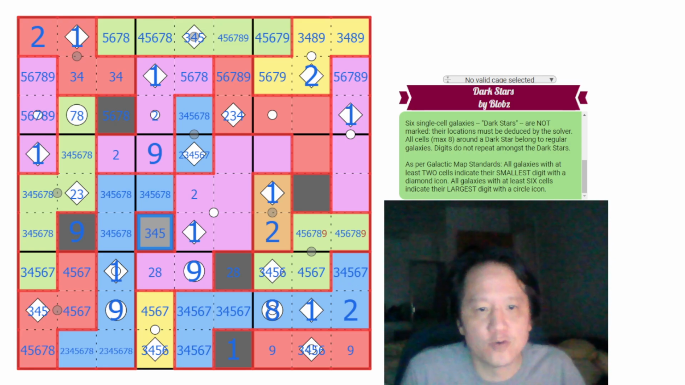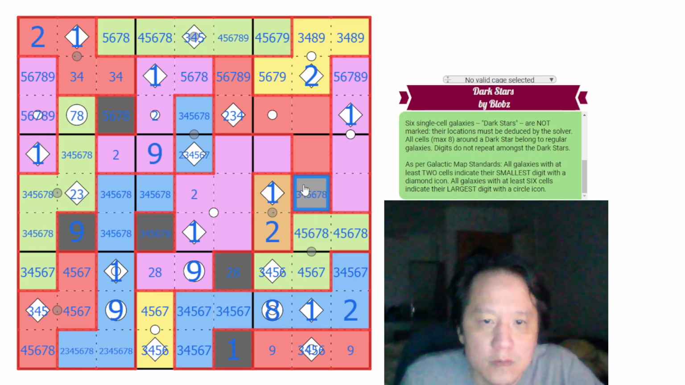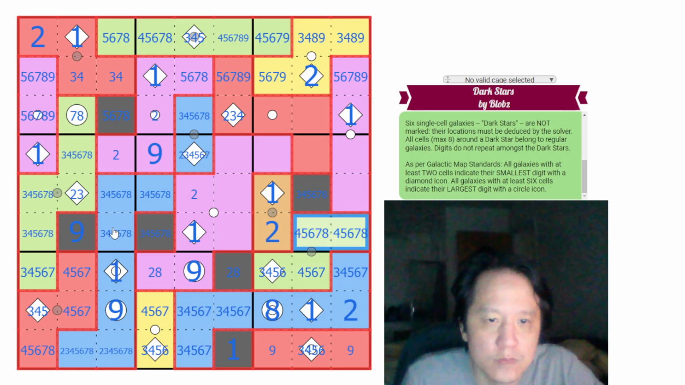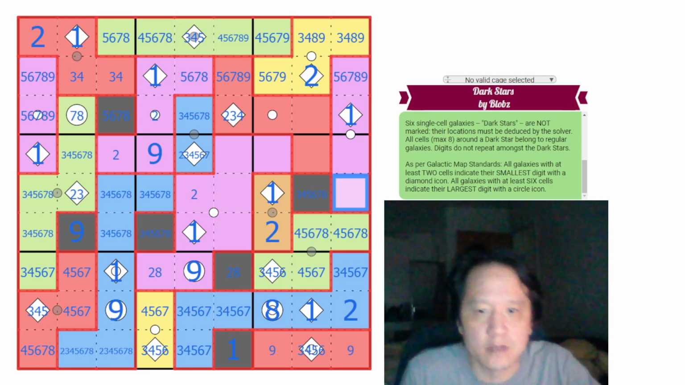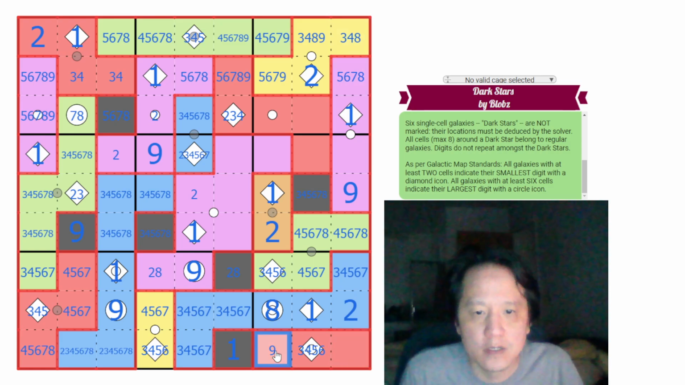So this is 3, 4, 5, 6, 7, 8. No 9. This could be 3, 4, 5, 6, 7, 8 also. So this can't be 9, so therefore this is 9, which eliminates 9 from these. This can't be 9, so this has to be 9. So this can't be 9, this can't be 9. So one of these two is a 9.